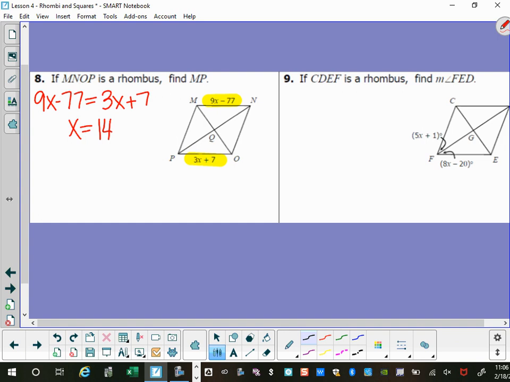Did they ask us for x? No, they asked us for this side, MP. But I know that all the sides are the same, so I'm just going to plug in my x to one of the sides. Plug it into this one. So 3 times x plus 7 is equal to what? We should get 49. So that means that MP is also 49. If you want to plug it into this top side, you can do that. It will still be 49.